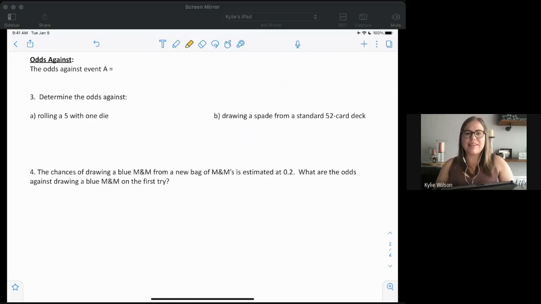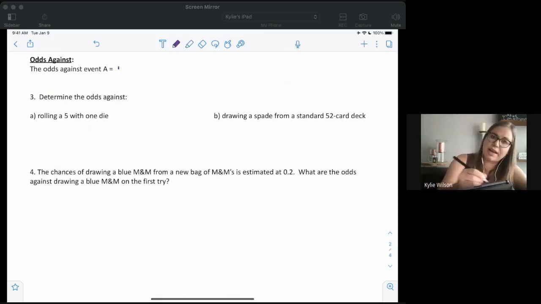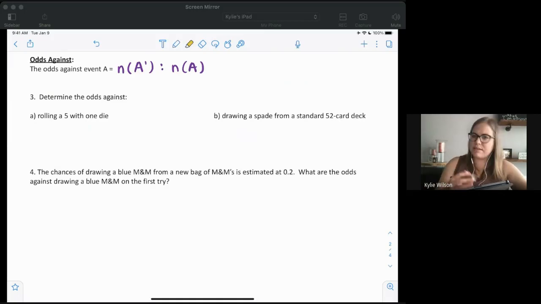A very similar idea, but we just switch things around. So for odds against, we would have the number of ways the event does not happen to the number of ways the event does. So exactly the same, we've just swapped them. So this is why it's so important to read your question. If it's looking for odds against, it means we have to swap them. So be very, very careful with that.